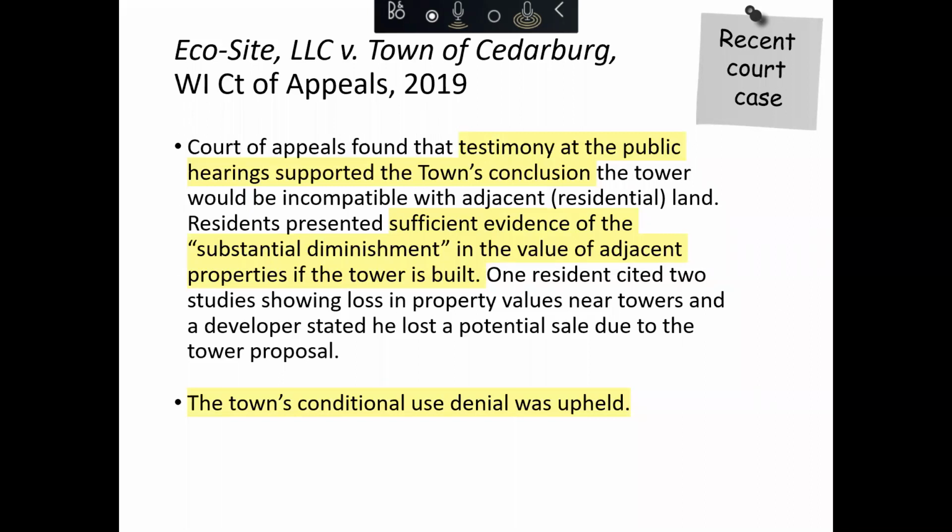Residents provided sufficient evidence of substantial diminishment in the value of adjacent properties if the tower is built. Their substantial evidence was one resident cited 2 studies showing a loss in property values near towers, and a developer stated he lost a potential sale due to the tower proposal. So the town's conditional use denial was upheld by the Court of Appeals.